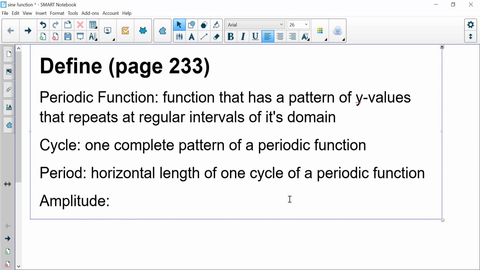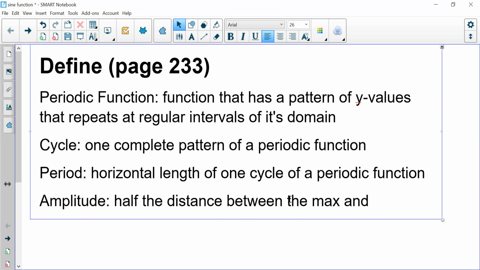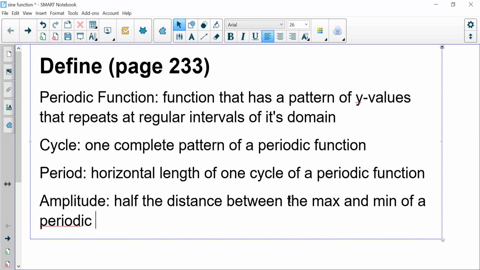Alexa, how about amplitude? Amplitude is half the distance between the maximum and minimum values of a periodic function. Okay, good. Usually, if we hadn't translated the periodic function up or down at all, you can just go from the x-axis. But if it has been translated up or down off of the x-axis, then you take the highest point and the lowest point, add and divide by 2. So do max plus min, whatever that equals, and then divide by 2.